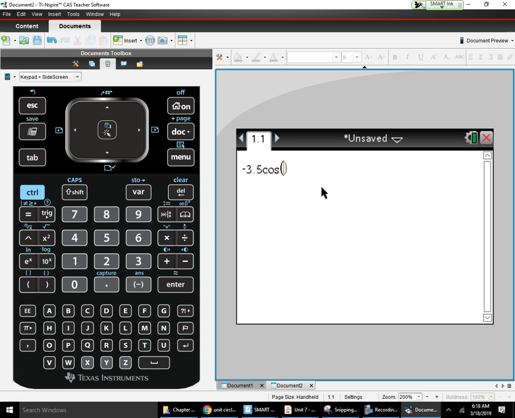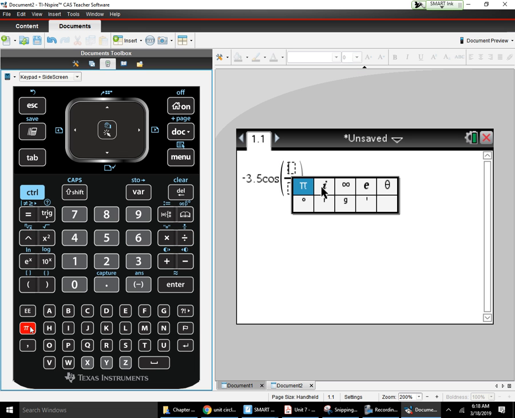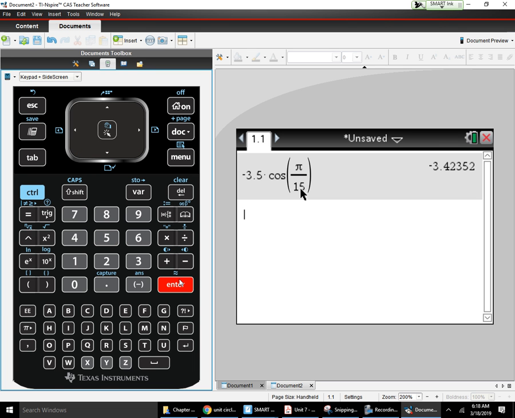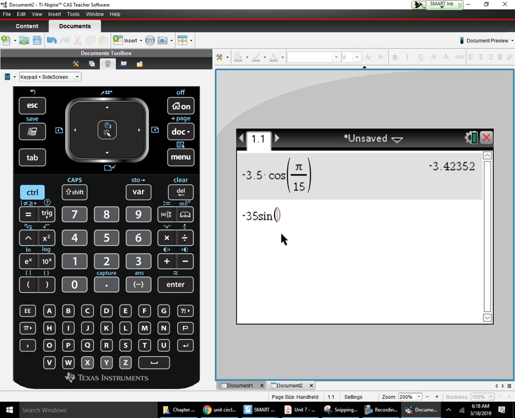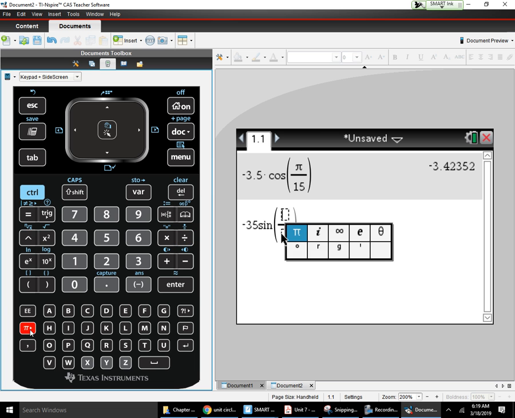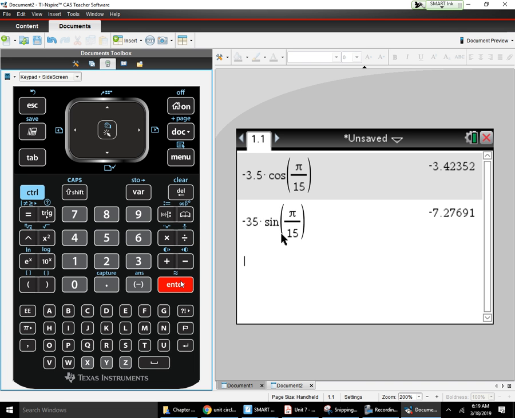Cosine, now theta is going to be pi over 15. Which gives me negative 3.42, and then r sine of theta. So many buttons, success. So again, don't worry if you have to jump to a calculator for some of these problems. Your calculator is perfectly willing to deal with ugly fractions and things that are not on the unit circle. So there you have this one.